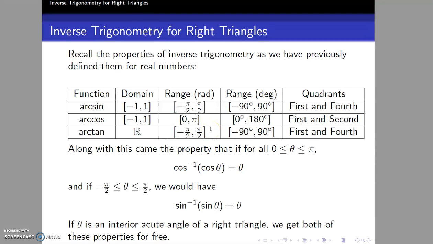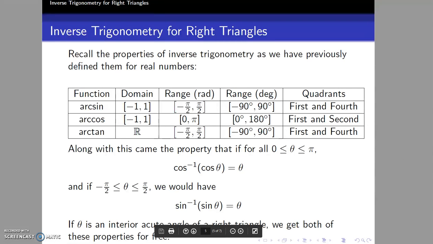Now, it was not the case, not in general, that you could just do arccosine of cosine and get exactly what you started with. You couldn't just do arcsine of sine and get exactly what you started with. They weren't true inverses in that regard. However, if your angle theta had been between 0 and 180, or actually from negative 90 to 90 degrees, then you would actually have these properties.